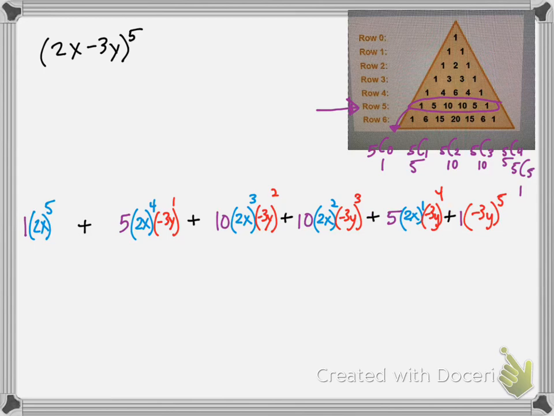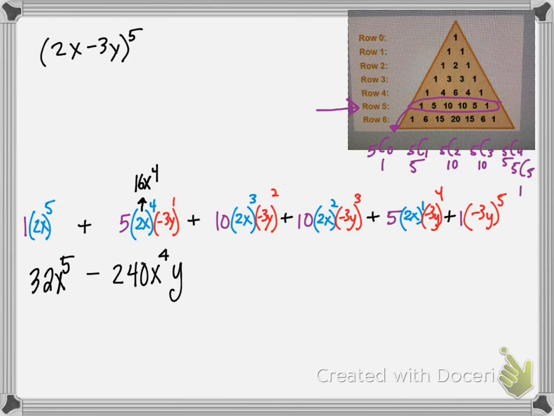For the first term, I have to take 2x and raise it to the 5th power. 2 to the 5th is 32, so this first term is 32x to the 5th. For the next term, I'm going to figure out what 2x to the 4th is. 2 to the 4th is 16, so this is 16x to the 4th. So I'm multiplying 16 times 5 times negative 3, which is negative 240, and that's x to the 4th y.